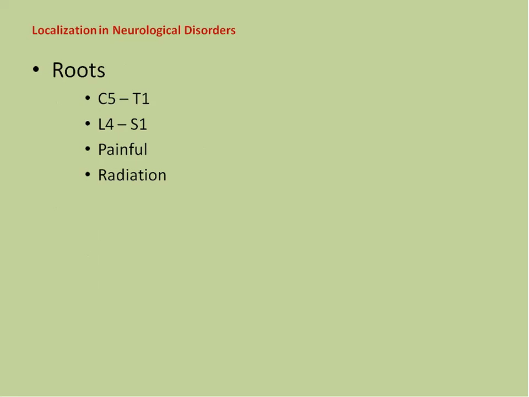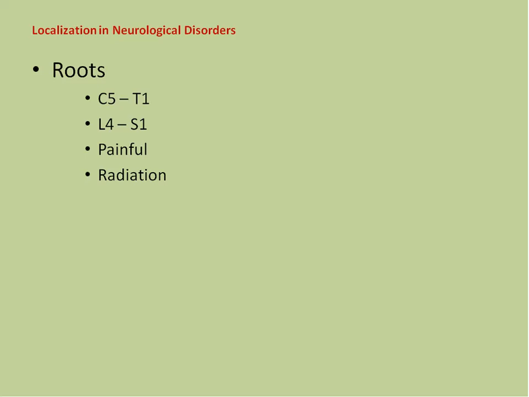Roots: when the nerve fibers exit from the spinal cord, before they merge into the dorsal root ganglia, there are a couple of centimeters of spinal fibers that merge to give a root, and roots are very specific. I mentioned C5 to T1, because these are the fibers that go to the upper extremities, and L4 to S1, these are the fibers that go to the lower extremities. If the roots from C5 to T1 are involved, it is more focal, unilateral, very painful, and the pain radiates from the neck down either to the toes or fingers.